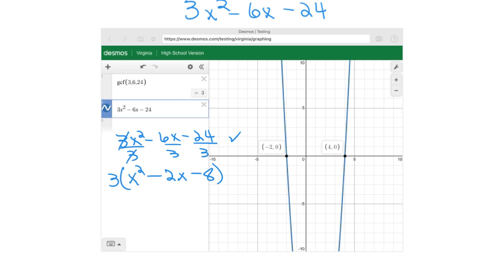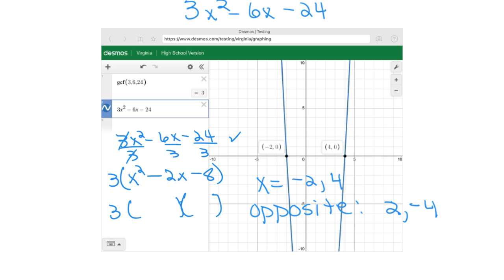Okay, on Desmos, I typed in my equation. I found the x-intercepts, which were negative 2 and positive 4. I do the opposite of those, which is going to be positive 2 and negative 4. Therefore, my answer is going to be 2 binomials. To get x squared, x times x, I have positive 2 and negative 4.